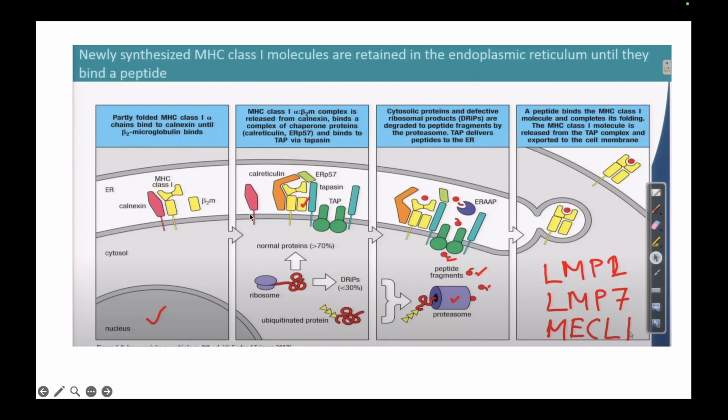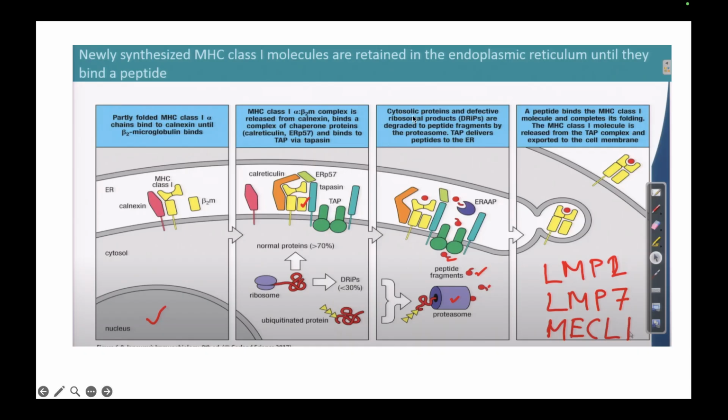Then the MHC class 1 alpha beta 2 microglobulin complex is released from the calnexin and binds a complex of chaperone proteins, calreticulin and ERP57. So as soon as beta binds, it releases from the calnexin and binds to calreticulin and ERP57, which are the chaperones. Then, as you can see, there is also this TAP protein.